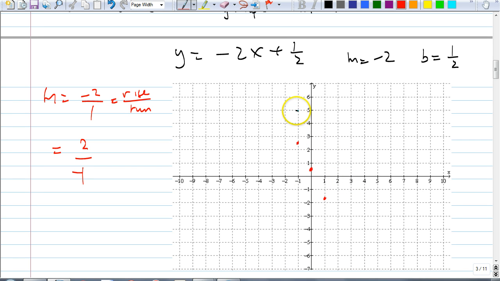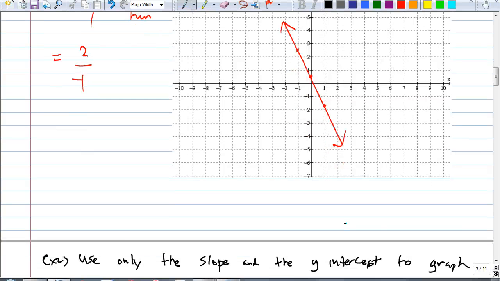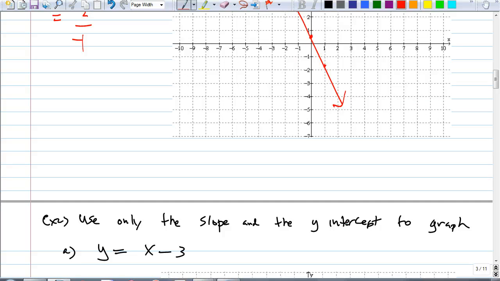And when I do, I get this now. Is this easy? Does that make sense? Do you think you could do one if I give you an equation in slope-intercept form? Go ahead. Try this one example by yourself: y equals 2x minus 3.